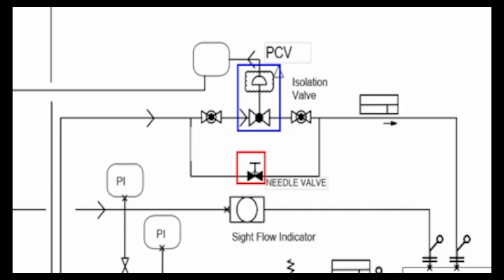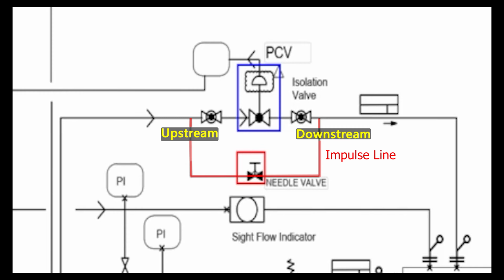Now look at the needle valve, which is inside a red rectangle. It is installed in the thin pipe connected to the PCV. This particular pipe is known as the impulse line. You can see that the needle valve is connecting the upstream of the PCV to the downstream of the PCV.